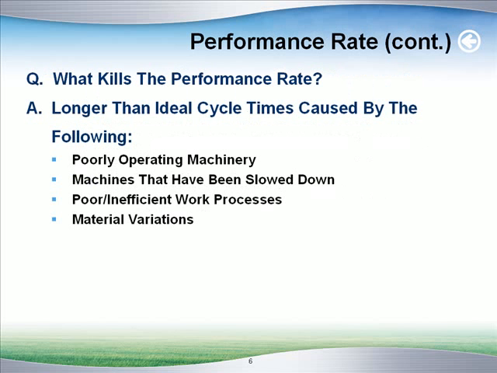Alright, so what kills performance rate? Well, longer than ideal cycle times. Okay, that's pretty basic. I sort of just explained that. But really, those long cycle times come from several different things. Poorly operating machinery, machines that have been slowed down. Sometimes it makes sense to slow down a machine, but a lot of times it does not. So that's something you have to look at with your individual equipment and what your customers are asking for.